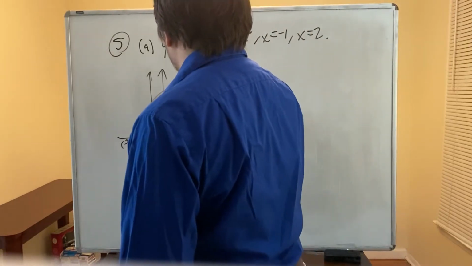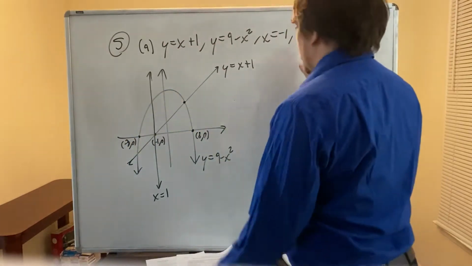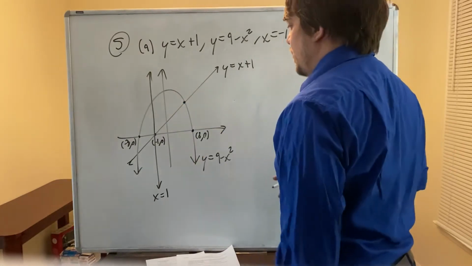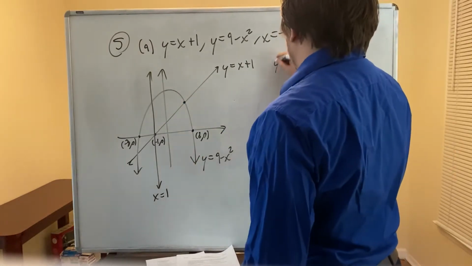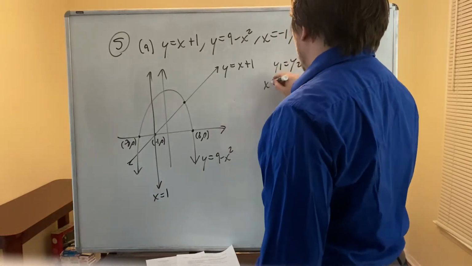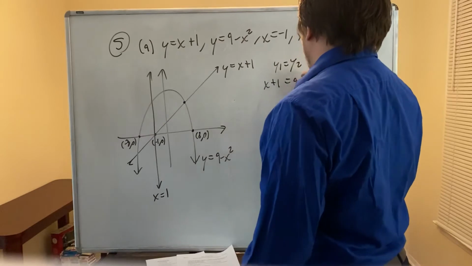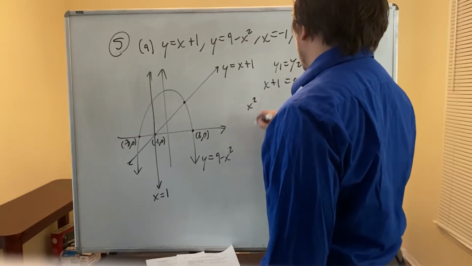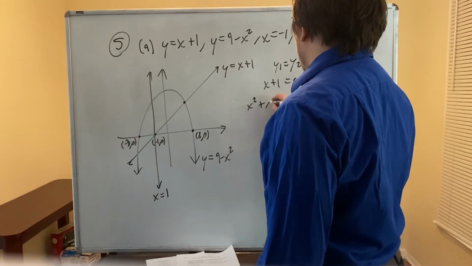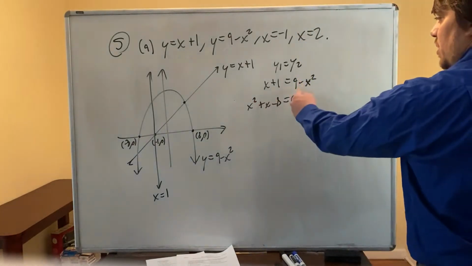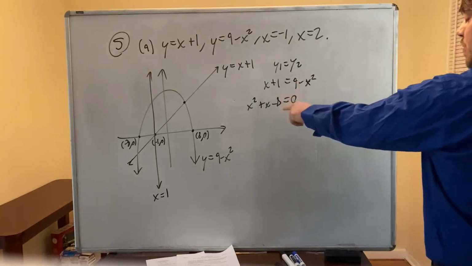Now, what is the intersection point at that point? Does x equal 2 go to the right of that point, to the left of it, or right on that point? Well, to find the intersection point, you set the two y values equal to each other. X plus 1 equals 9 minus x squared. Solve for x. So you have x squared plus x minus 8 equals 0. Moving the x squared to this side, minus 9 on both sides.